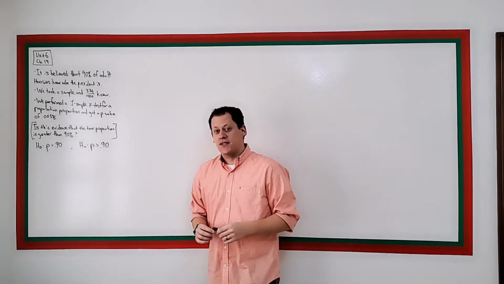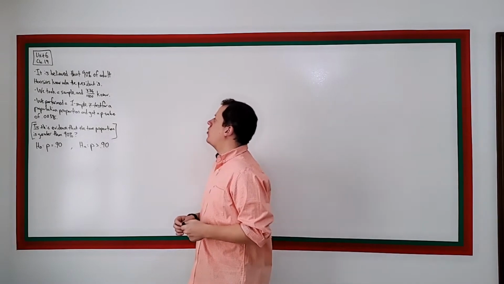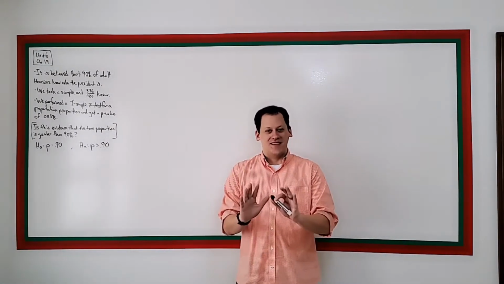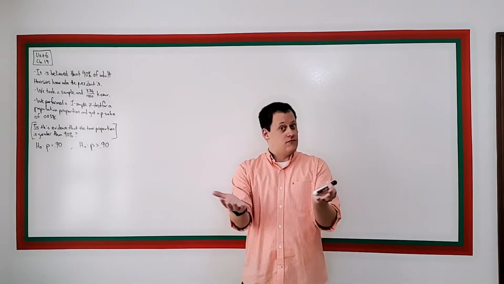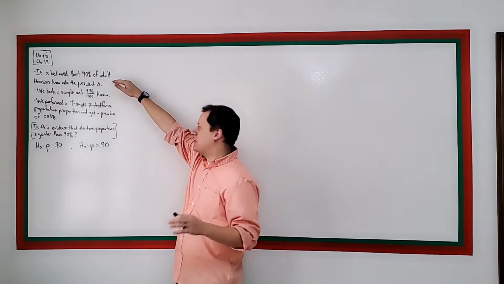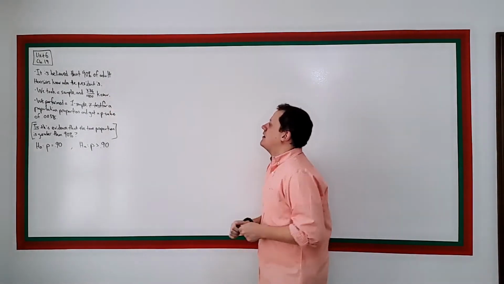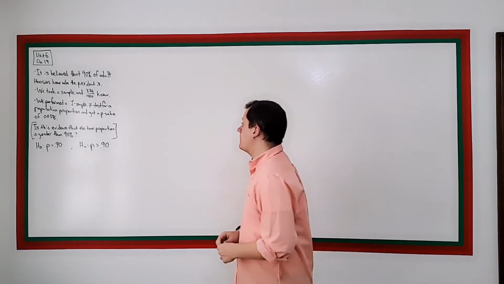Our initial assumption was that it's believed that 90% of adult Hoosiers know who the president is. And no, I just made that number up. I don't know if that's actually the case. You could conduct your own sample to figure it out, but that is this example. 90% was our population proportion that we assumed was true.